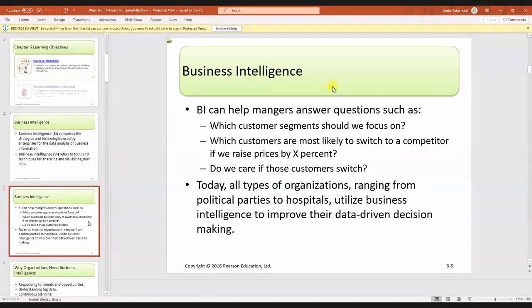So moving on. BI can help managers answer questions such as which customer segments should we focus on, which customers are most likely to switch to a competitor if we raise prices by X%, and do we care if those customers switch? These questions are very important from the business point of view, right? So this information usually is not available.